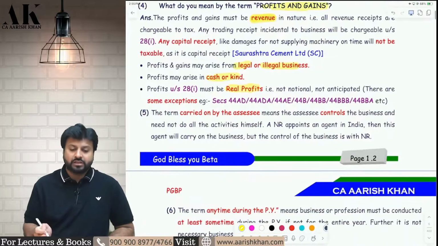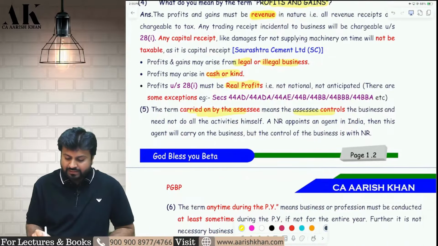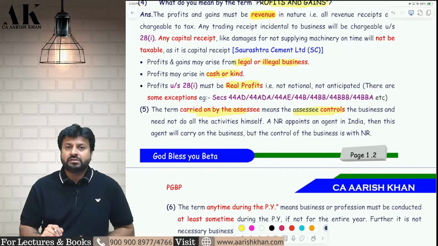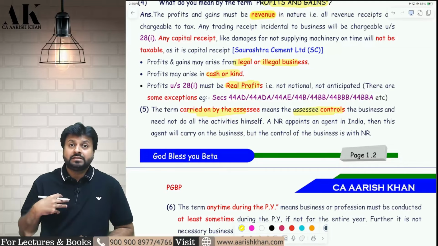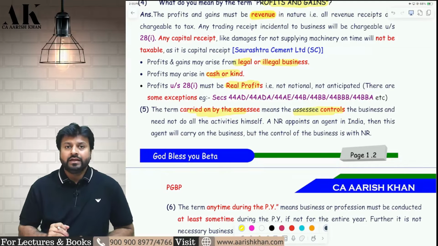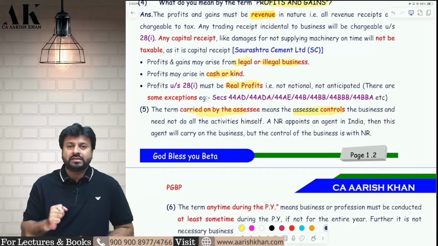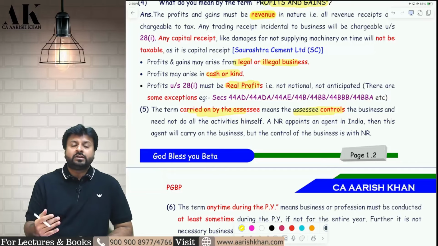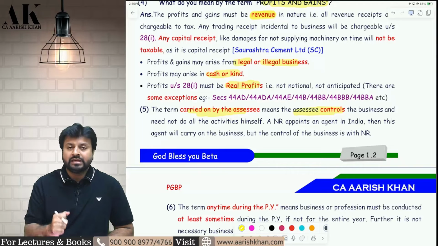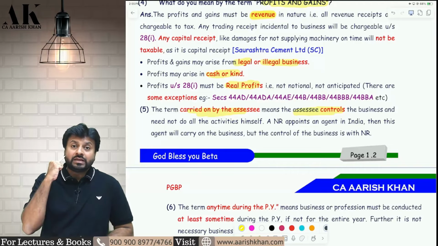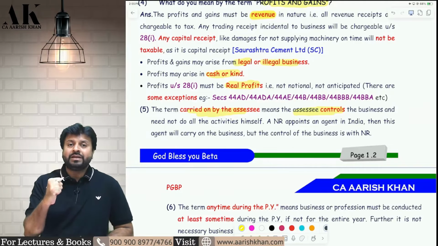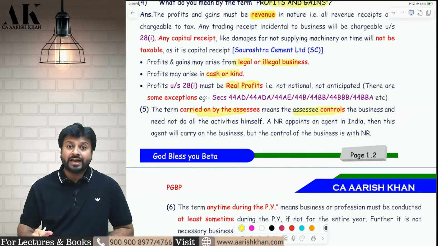Next part of the charging section, the business should be carried on by the assessee. Carried on by the assessee means the business should be controlled by the assessee. The assessee should be in control of the business. It is not necessary that all the day-to-day activities should also be done by the assessee. The control and the decision-making power have to be in the hands of the assessee. Then you can say that the business is carried on by the assessee.